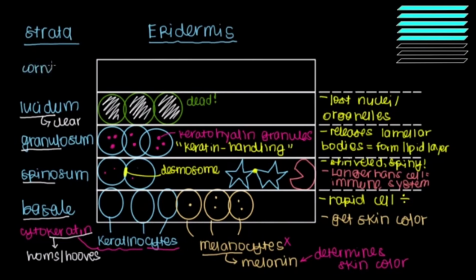So we're done with four layers. Now we go to the topmost layer of your epidermis, which is your stratum corneum. Stratum corneum is also dead skin.